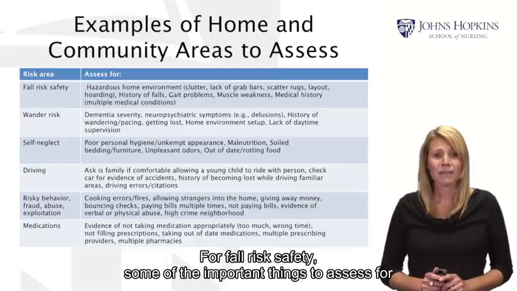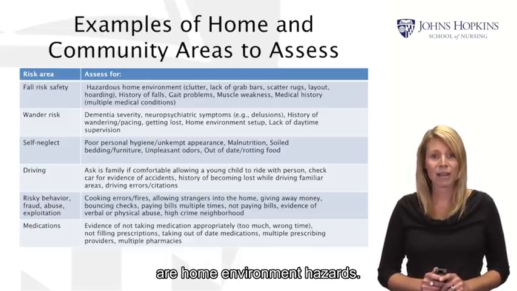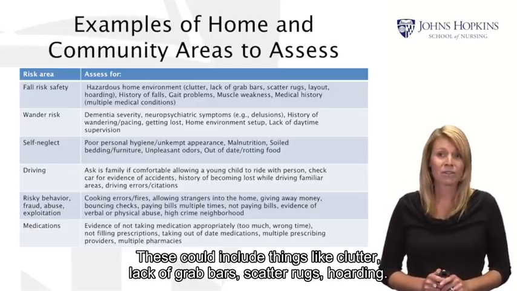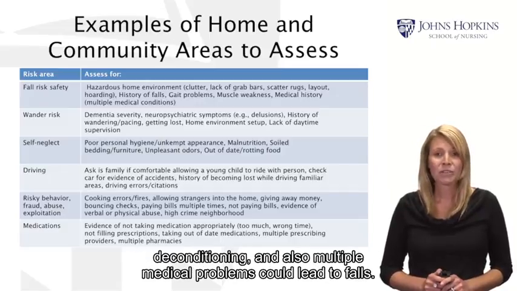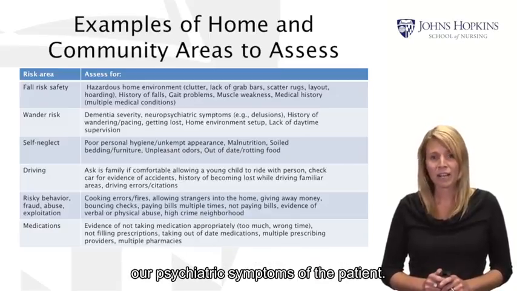For fall risk safety, some of the important things to assess for are home environment hazards. These could include things like clutter, lack of grab bars, scatter rugs, hoarding. Also, people who have a history of falls, gait problems, muscle weakness or deconditioning, and also multiple medical problems could lead to falls.